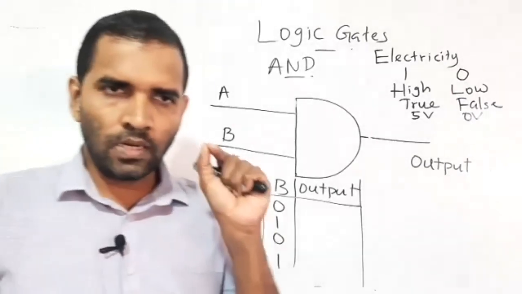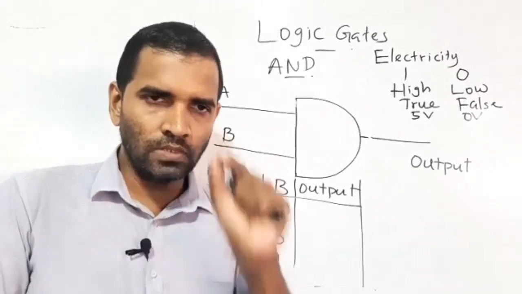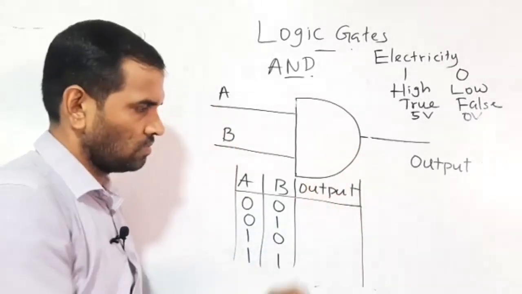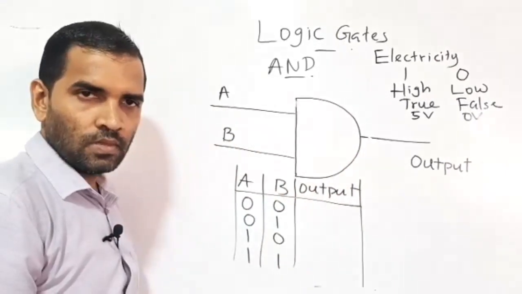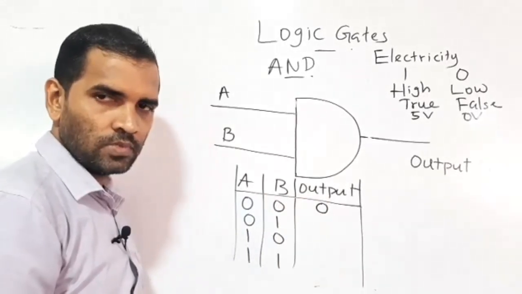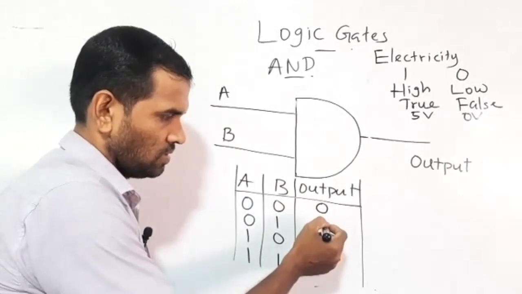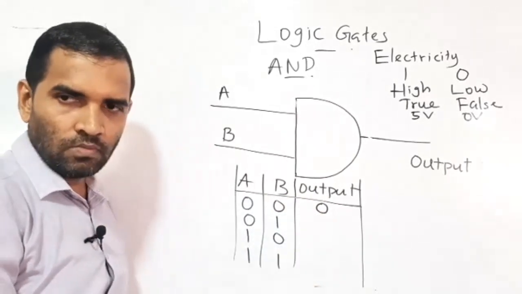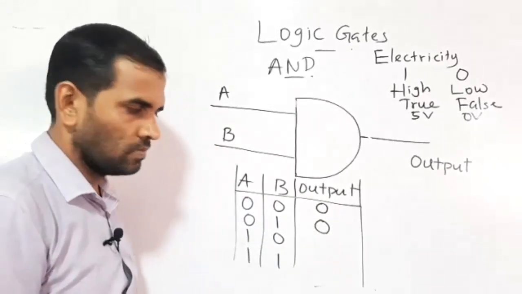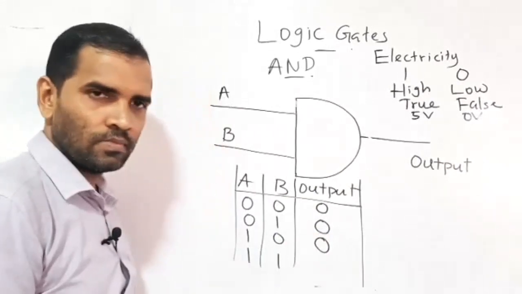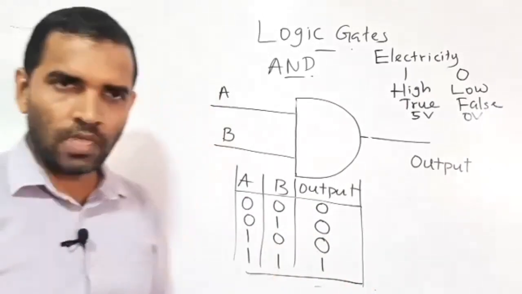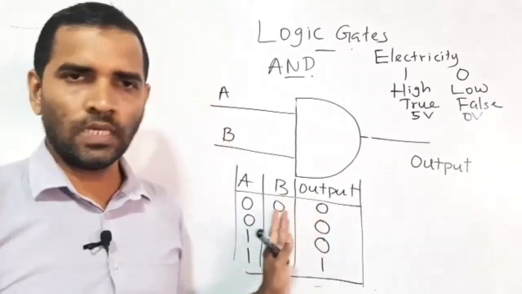So I hope everyone understands the function of AND gate. So can you fill this column now? Can you tell me the figures? 0. 0. 0. What about the second one? 0. Third one? 0. Fourth one? 1. 1, right? So this is the table which shows the function of AND gate.